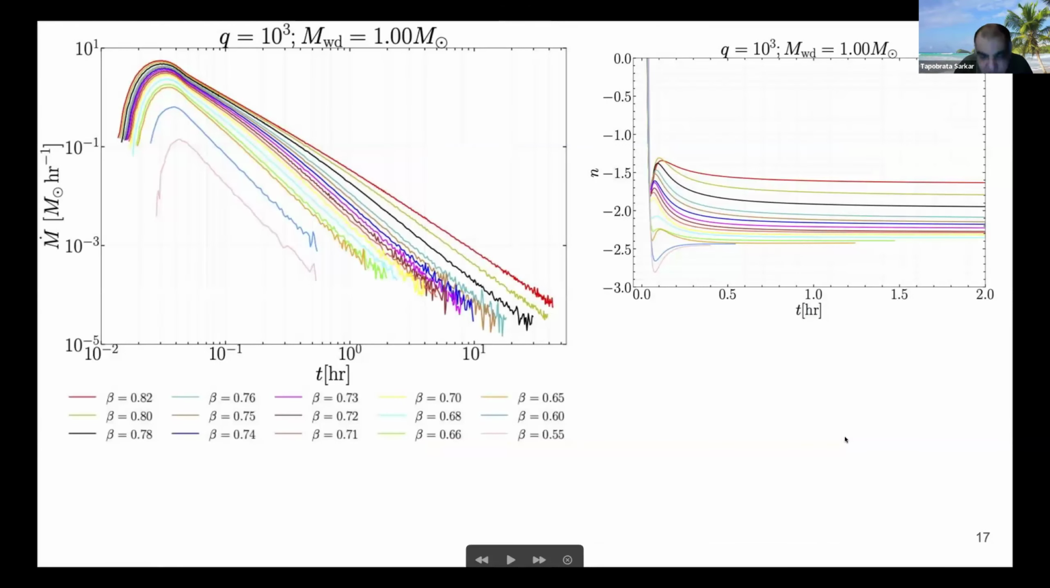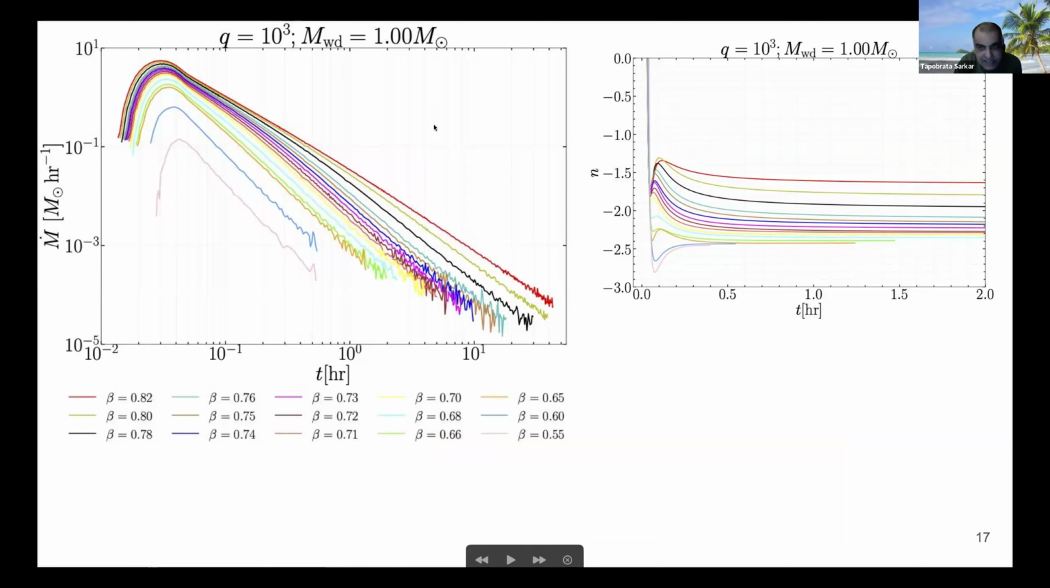And as I said, the observable is actually the fallback rate. So here you can see that I have plotted the fallback rate of debris, these are all numerical computations. I've plotted the fallback rate of debris for a one solar mass white dwarf with the skew is 10 to the power 3, meaning the mass ratio is 10 to the power 3. So this is a 1,000 solar mass black hole.